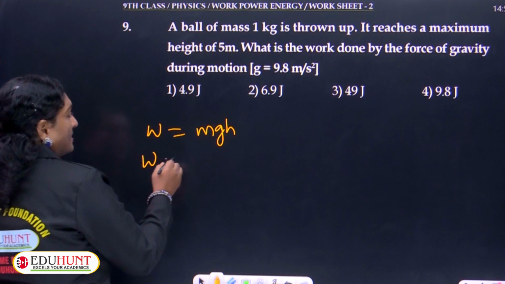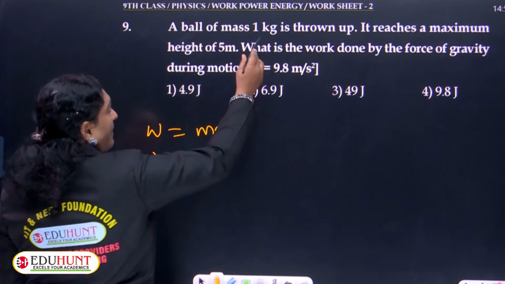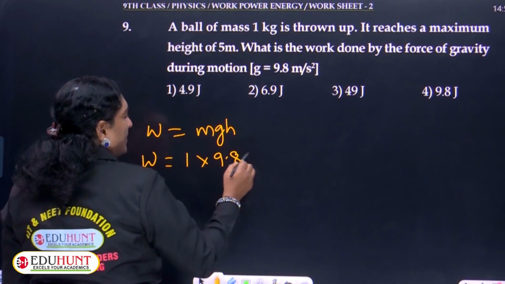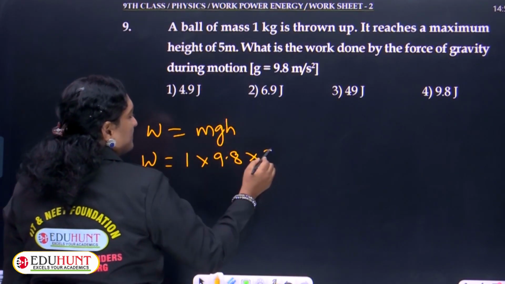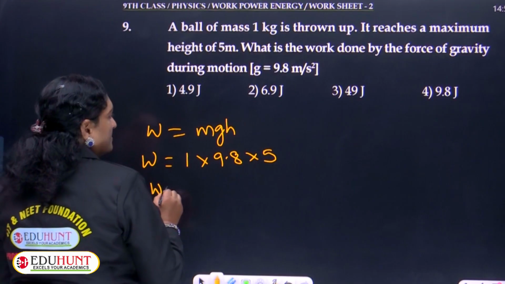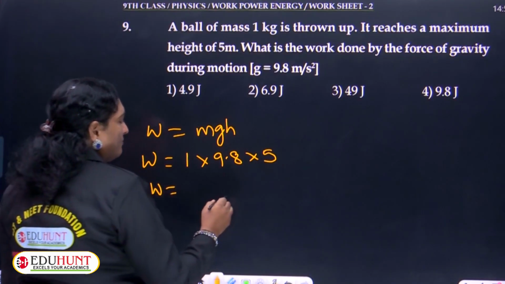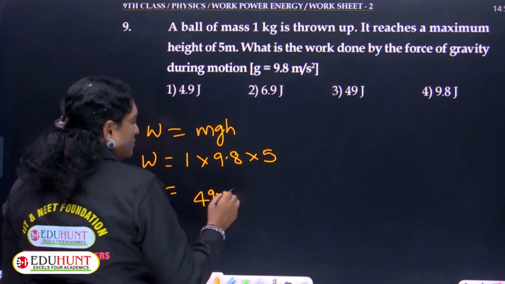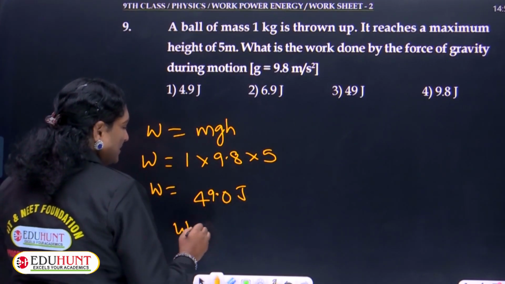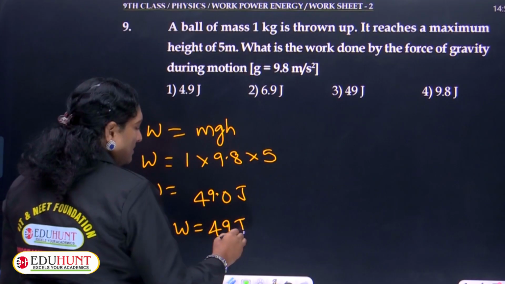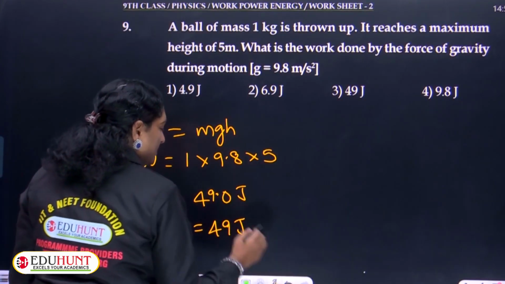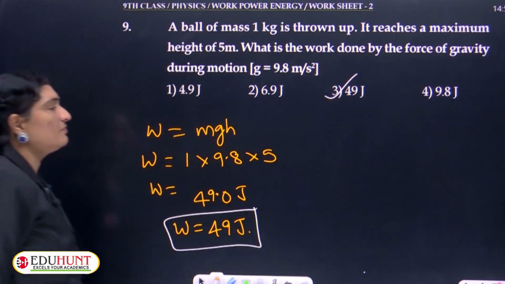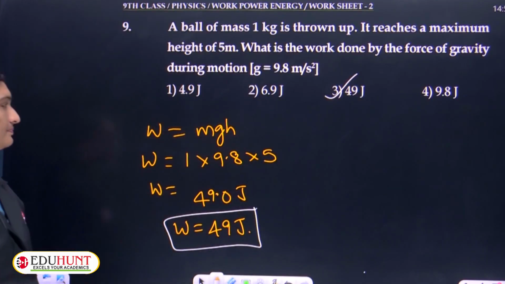So work done against gravity is equal to mass m given as 1 kg, acceleration due to gravity 9.8 and height through which it is lifted is 5. Hence the value is found to be 49.0 joules, or simply W can be written as 49 joules. Therefore the correct option is option 3, that is 49 joules.